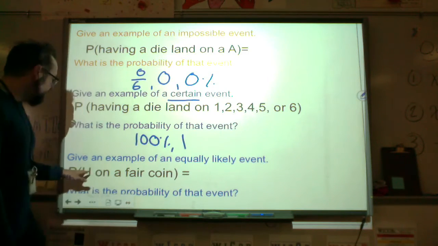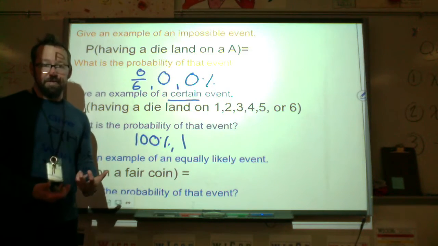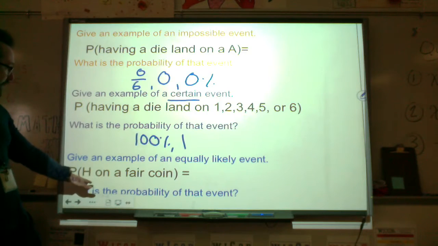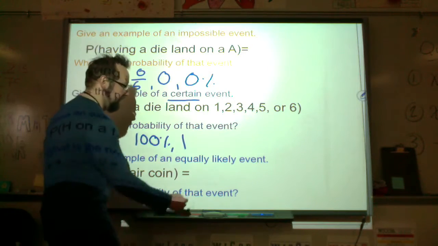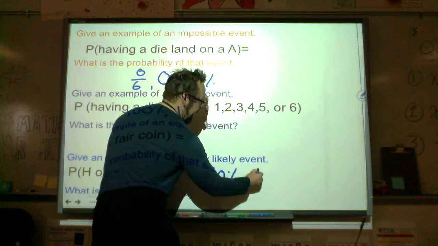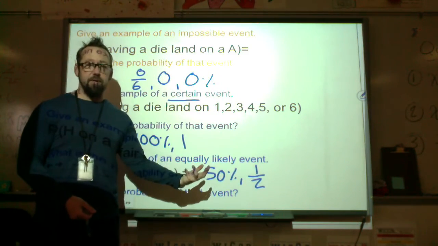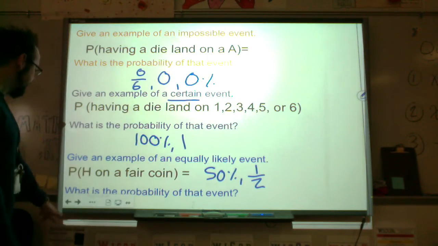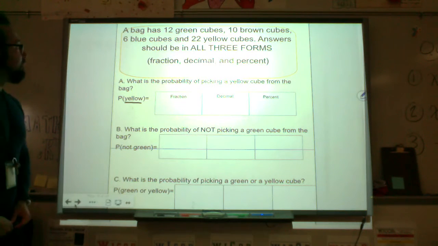That's the same as 100% as well. Okay? An example of something happening that's equally likely, so like 50-50, right, would be flipping a coin. If we flip a coin, the probability of it landing on heads is 50%, the probability of it landing on tails is also 50%, or 1/2. Okay, anything equally likely is expected to happen 50% of the time for both possible outcomes. Okay, all right, now we're going to go to this problem.